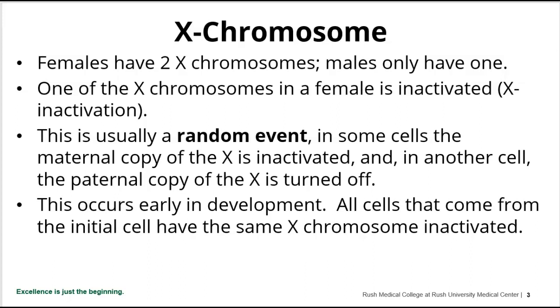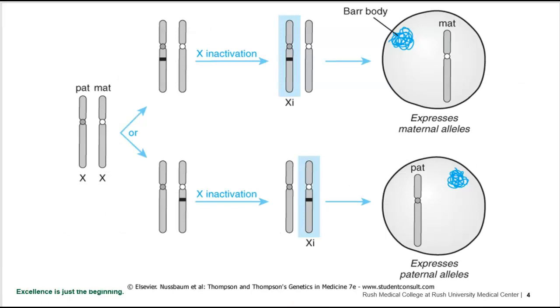So females have 2 X chromosomes, males have 1. In order to compensate for the additional genetic material females have, they actually shut off most of, but not all of, one of their X chromosomes. This is a random event. In some cells, the maternal copy of the X is turned off, while in other cells, the paternal copy of the X is turned off. And so here's just an example. In some cells, the dad's copy of the X chromosome is inactive. In other cells, the mom's copy is inactive.